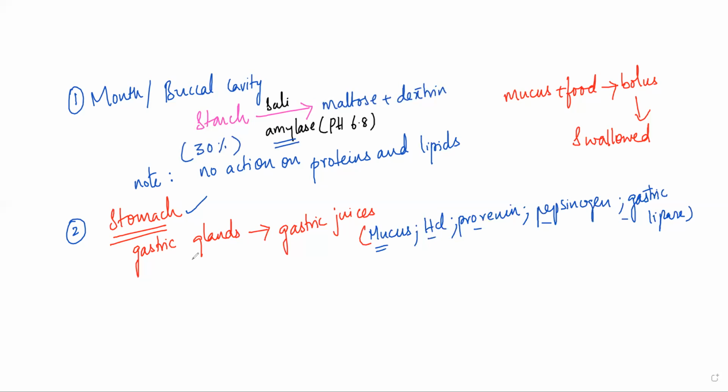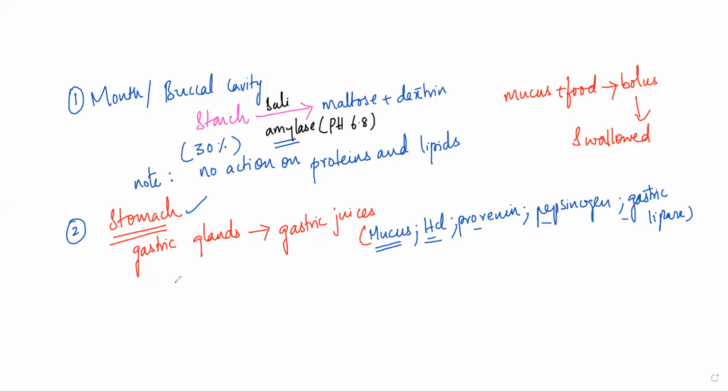So if you look at the mucus, this is going to lubricate, right? Mucus is going to lubricate and it is going to protect the gastric mucosa from the action of the acidic hydrochloric acid. And talking about the hydrochloric acid, it is going to kill the bacteria, it is stopping the action of the saliva, and it softens the food too.